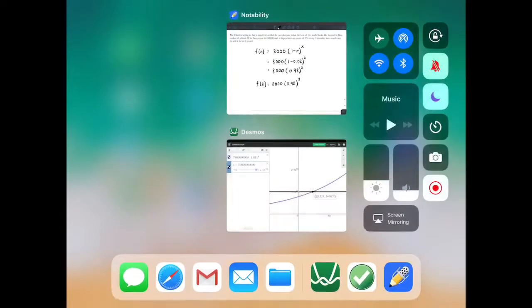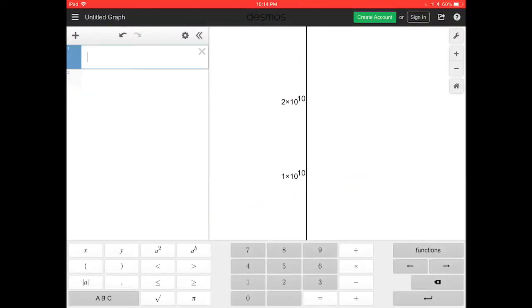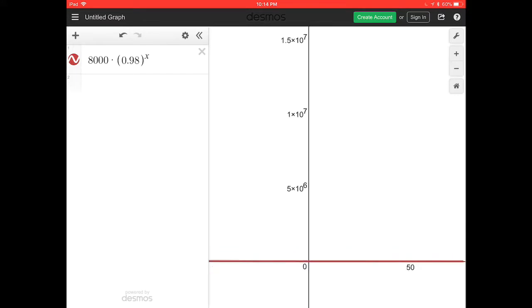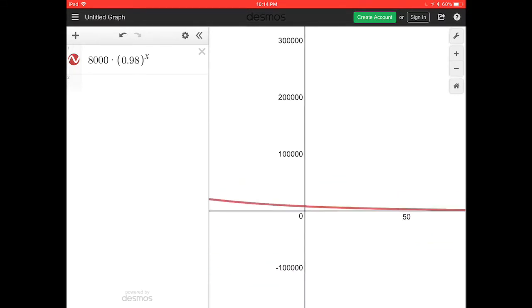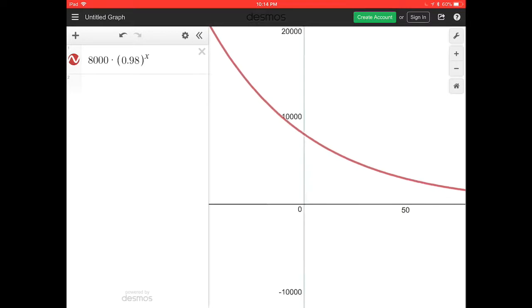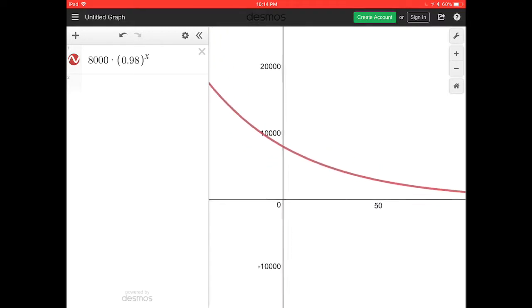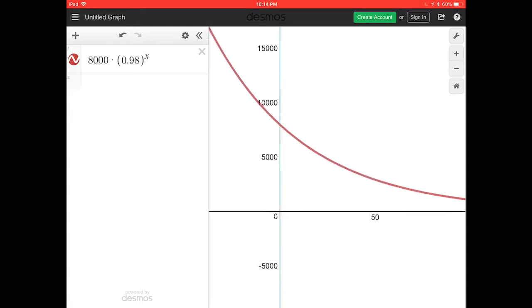Now, we could also graph this. So we could plug in 8,000 times 0.98 to the power of x. Again, we're going to have to zoom back in to get a more reasonable scale on our graph. Now, as you can see, the shape of this is different from the previous examples. This represents exponential decay, so the graph gets smaller as time goes on.